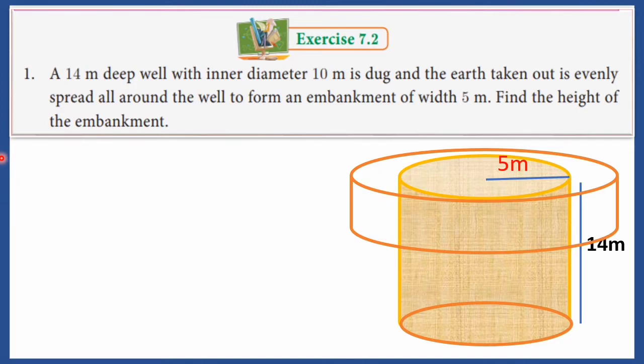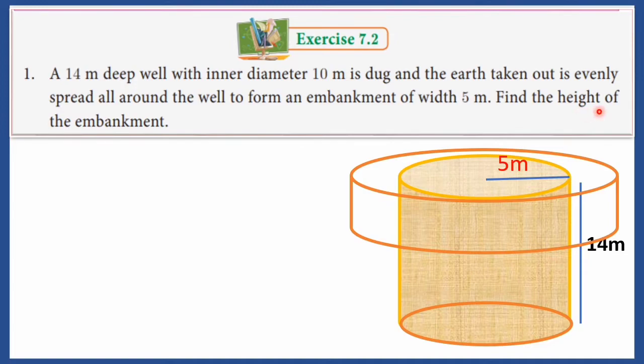From the figure we can observe that the shape of the well will be cylindrical, and the earth evenly spread out to form an embankment around the well in a circular ring will be in a cylindrical shape having outer and inner radius. Here the volume of the well equals the volume of the embankment. We have to equate both the volumes and get the height of the embankment.